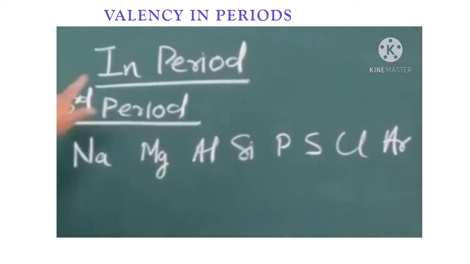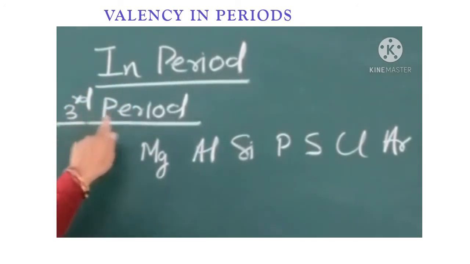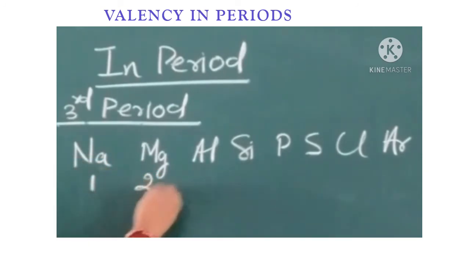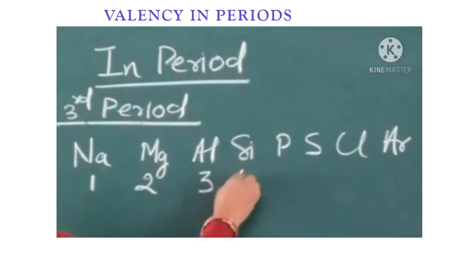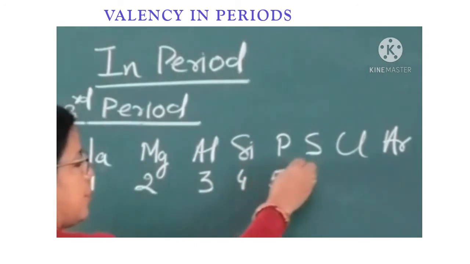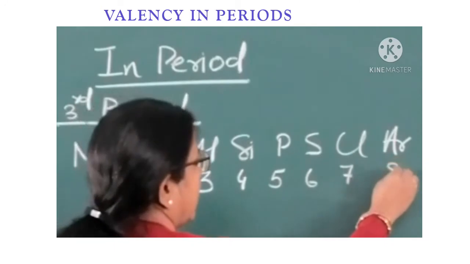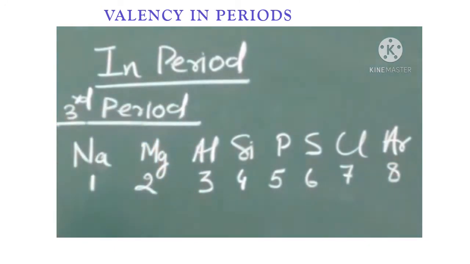Now, let us discuss the variation of valency in a period. Again, for which I have taken third period elements: sodium, magnesium, aluminium, silicon, phosphorus. Just now you have learned about the valence electron. Valence electron of sodium is 1, magnesium 2, aluminium 3, silicon 4, phosphorus 5, sulfur 6, chlorine 7, argon 8.